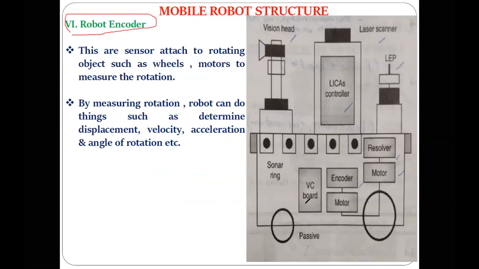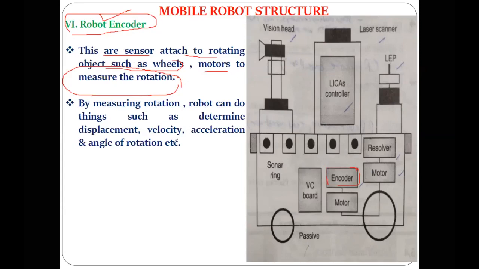Okay, robot encoder. So you can see here the robot encoder is there, and it is being attached to the motors, and the motors are being attached to the wheels. Here I mentioned these are sensors which are attached to rotating objects such as wheels and motors. For what purpose is this required? It is utilized for the measurement of the rotations.